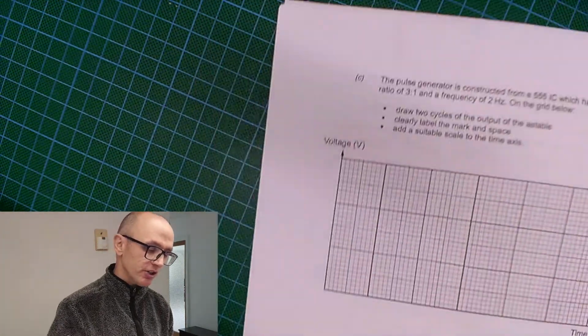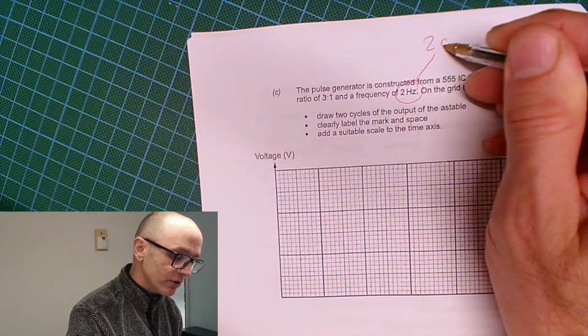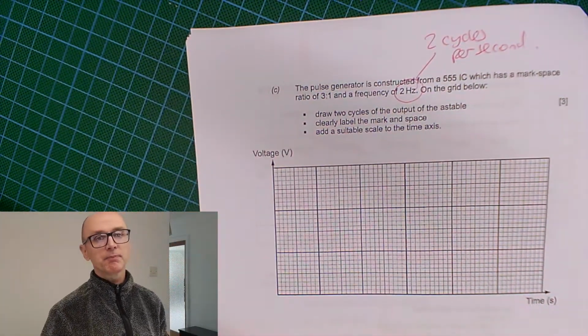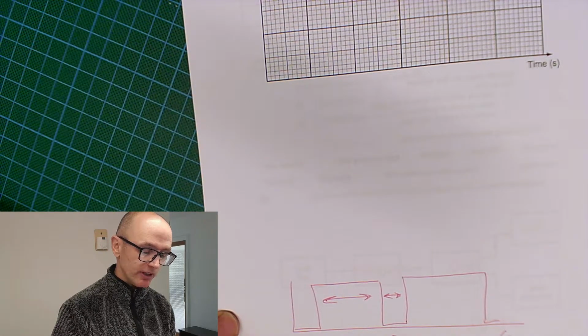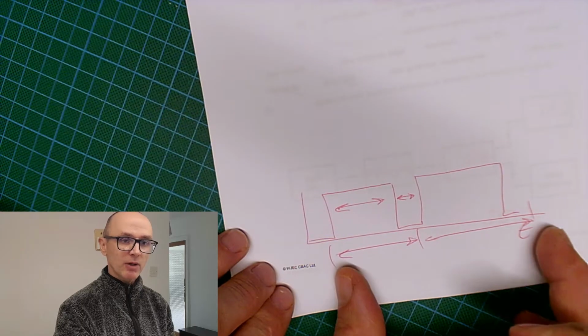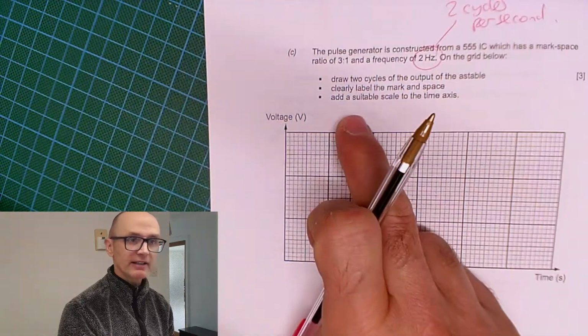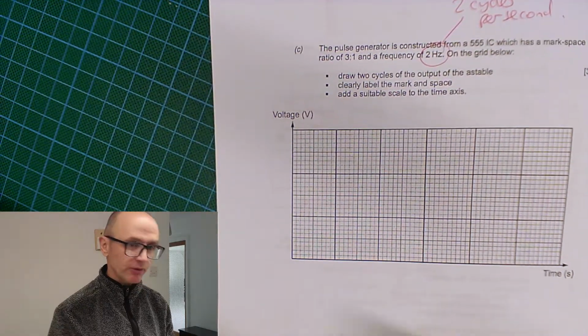Now, it also says that it's 2 hertz, and what that means is 2 cycles per second. So if there's 2 cycles per second, that's 1 complete cycle, and then that is going to be another complete cycle. So that's going to be 1 whole second there. Now they don't actually write any numbers on this scale, so we're going to need to add a scale, and that caused lots of people a problem. Didn't actually do that. So let's do that now.